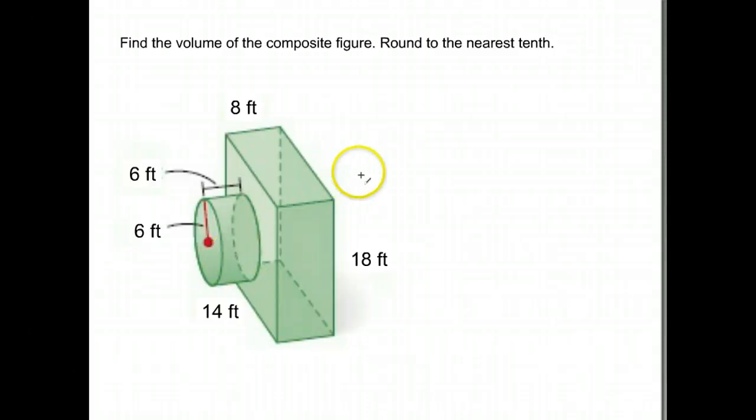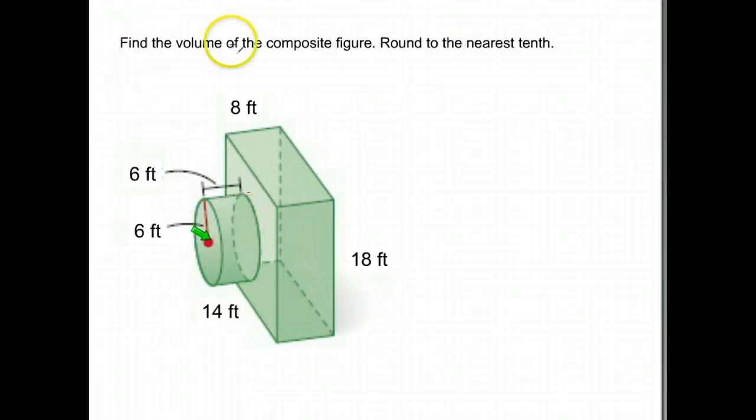Okay, now we're going to do a composite figure, find its volume, when we're adding two things together. So once the volume of the composite figure, which notice here we have a rectangular prism, and we're adding to that a cylinder on top. We're just putting the two together.